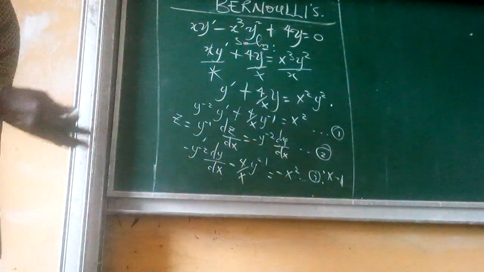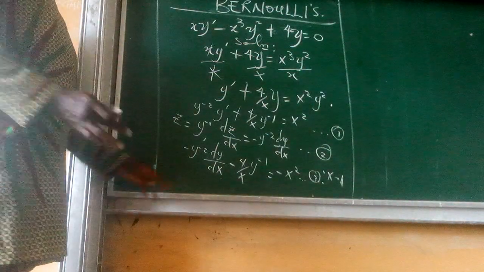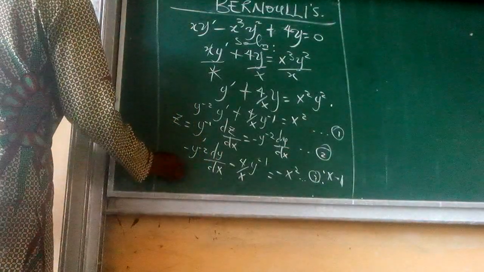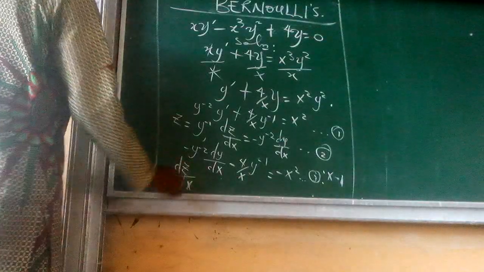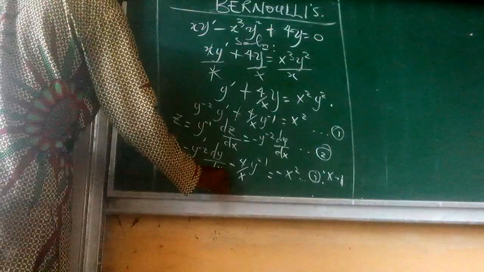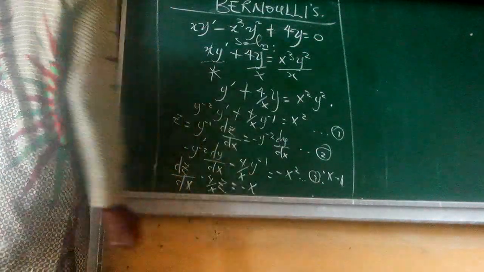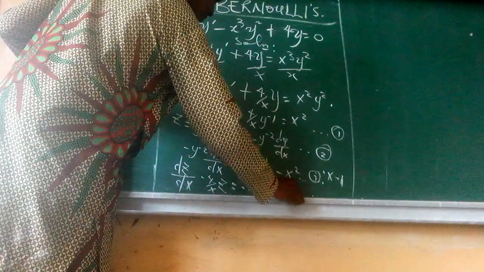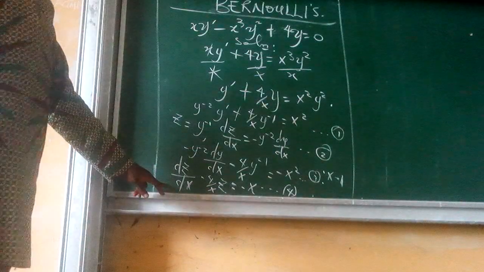So comfortably, we can re-express this as a z format expression. It's a z function, which now gives you dz dx minus 4 over x z is equal to minus x. Now, this is equation 4. And this is a Bernoulli's expression.